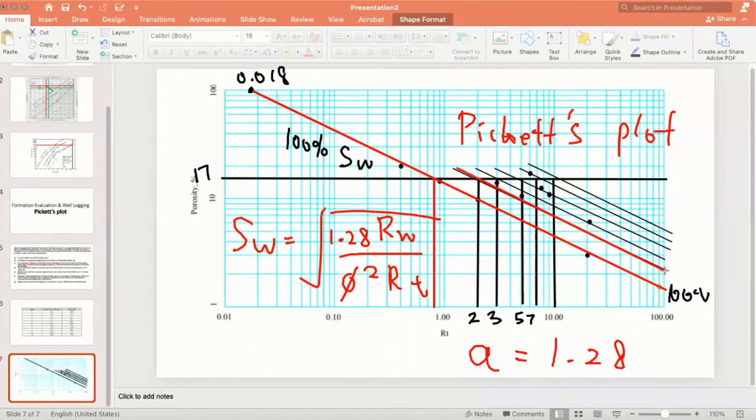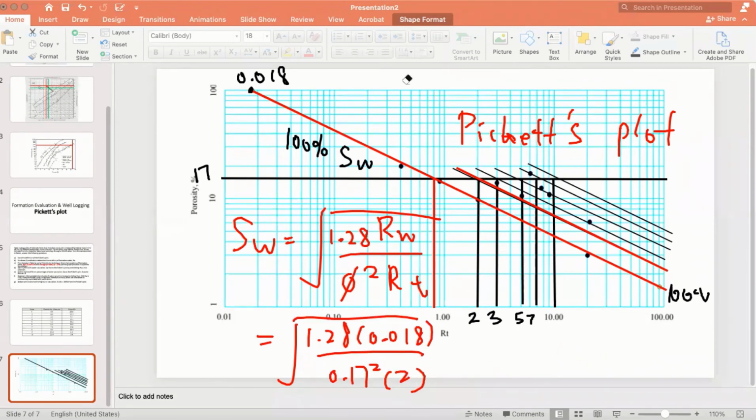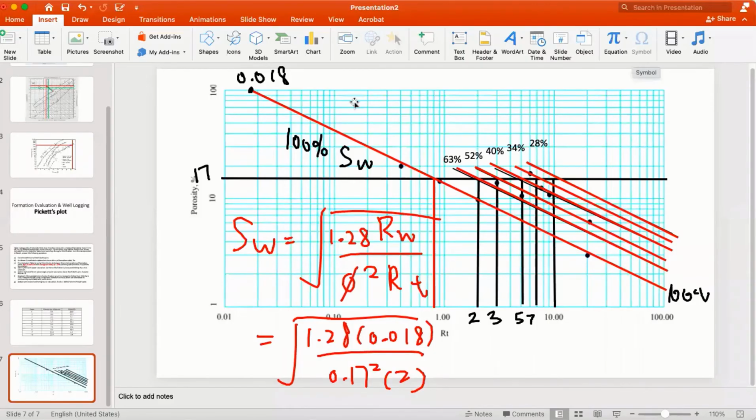So for this line, what is the water saturation here? Then substitute the value, 1.28. RW is constant, 0.018 over 0.17 squared. RT here is 2 because we fix it, this is 2. And then square root, what do you find? The water saturation here is about 63% in my case. And we continue to find the next line, and the next line, and the next line. Then you can try it out yourself and double check whether our solutions are consistent. So mine is 63 and 22 and so forth. I typed it up because my handwriting is not so nice. Okay, I admit it.